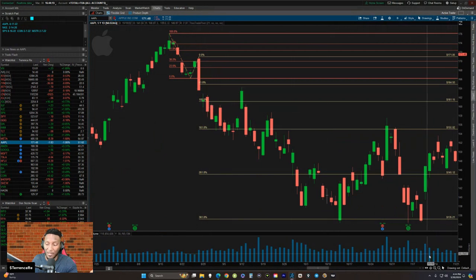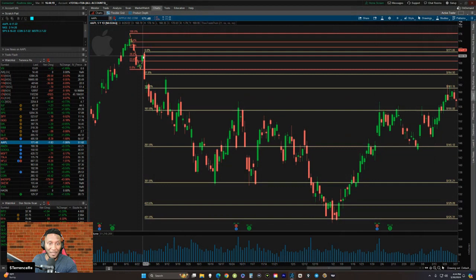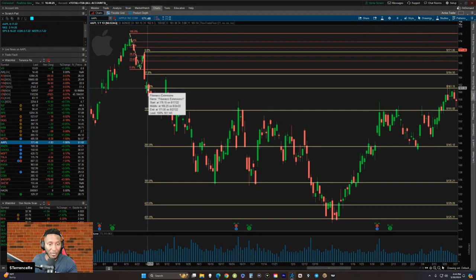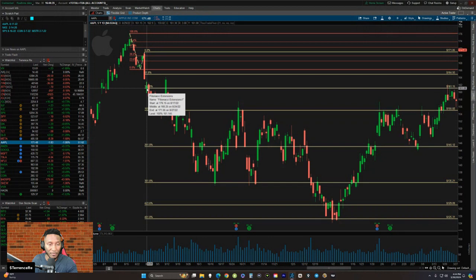Now you will see, if you're watching this and paying attention, look what it did. Gap down past the first level. Hit this on the 100. So that means 100%. That means that from here to here is equal to from here to here.